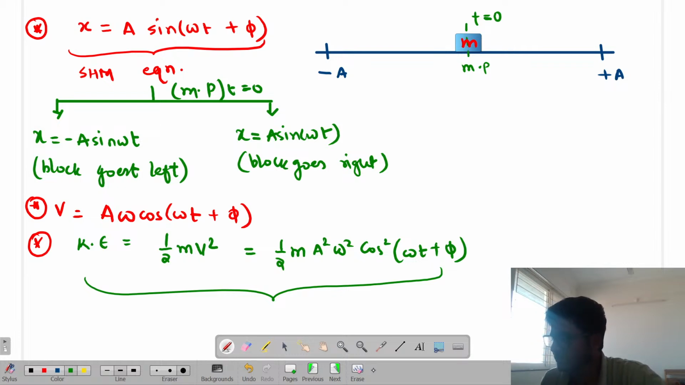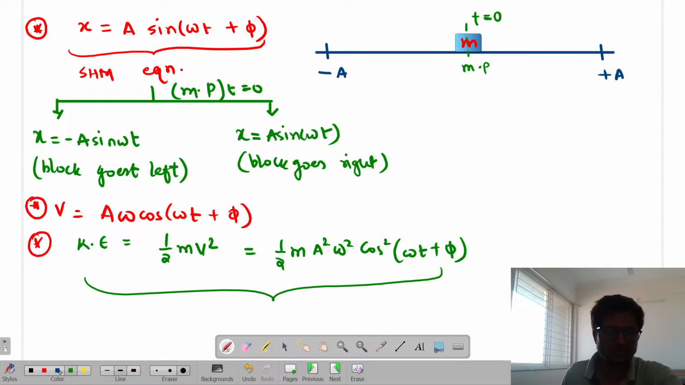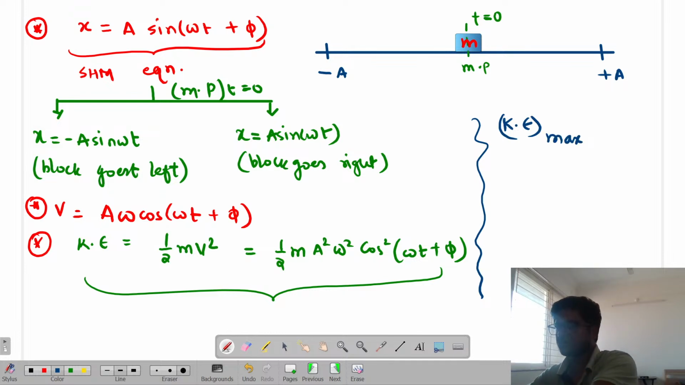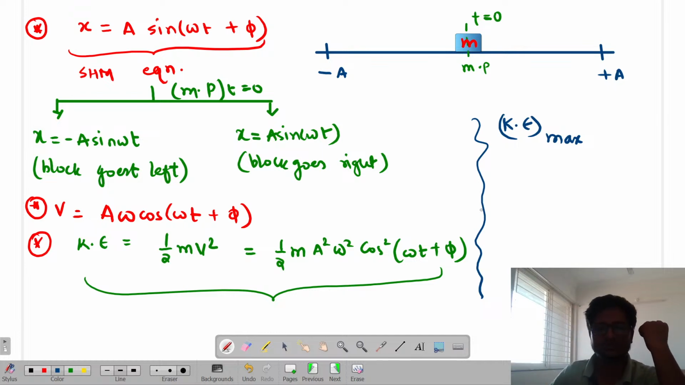Did you understand what I said? Now look carefully. The question arises that since this kinetic energy follows such a wave equation, this kinetic energy will also have some maximum value. Now you know that for any cos or periodic graph, the maximum value is just equal to 1, isn't it? What is their maximum value? 1. So this becomes how much? Half m a square omega square.